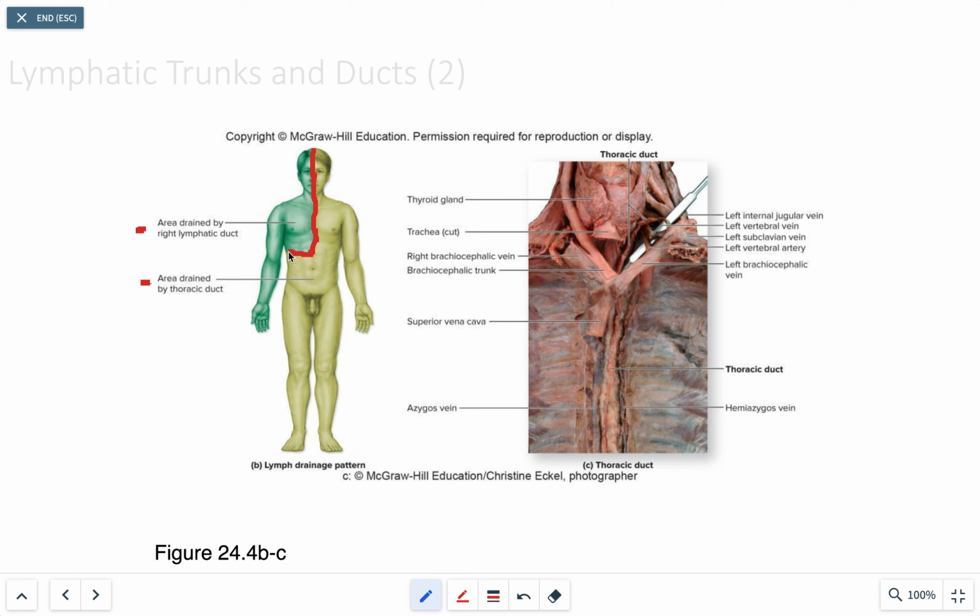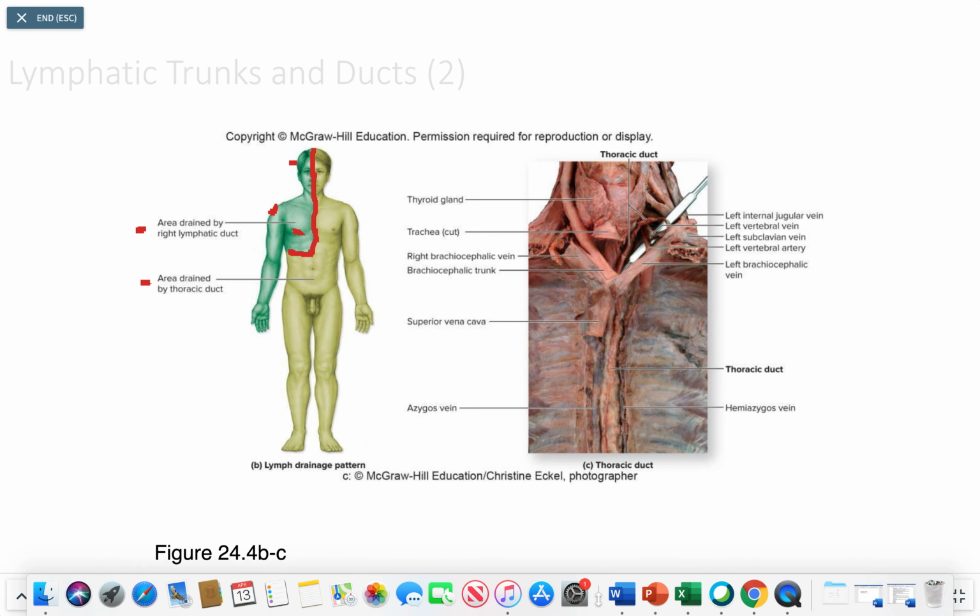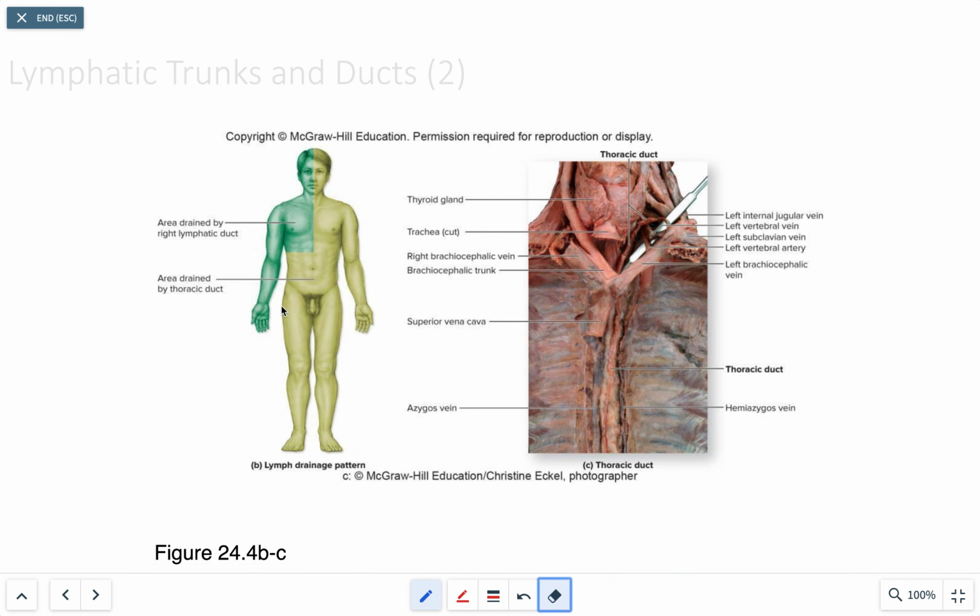So this entire region, it's returning lymph from the right subclavian and internal jugular veins. It's going to be draining the right side of the head, the upper limbs, and the right side of the thorax.